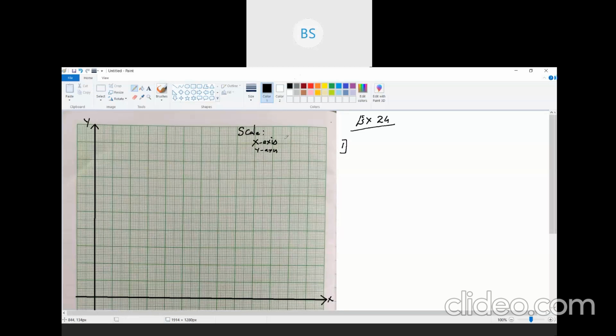Now on the x-axis, we have to write down the class interval from 0 to 60. So I can take here 1 centimeter is equal to 10 marks. Okay, so then the origin is 0, then we can mark here 10, 20, and so on till 60.